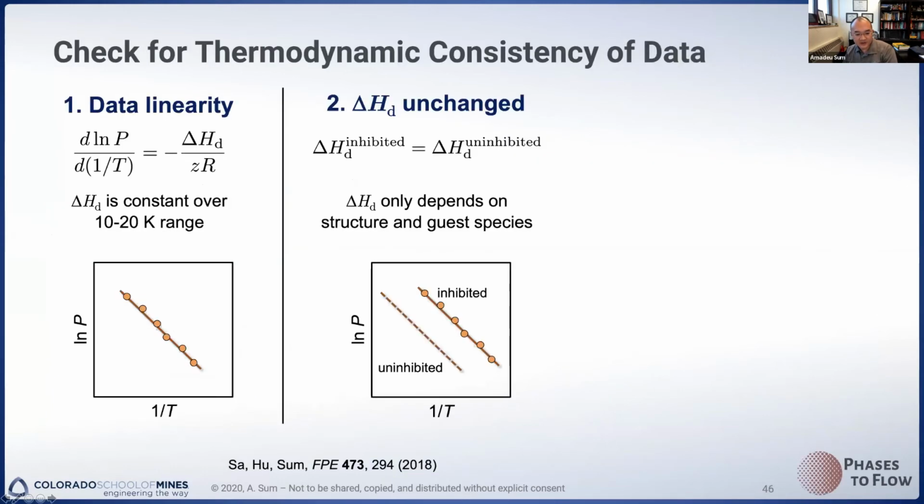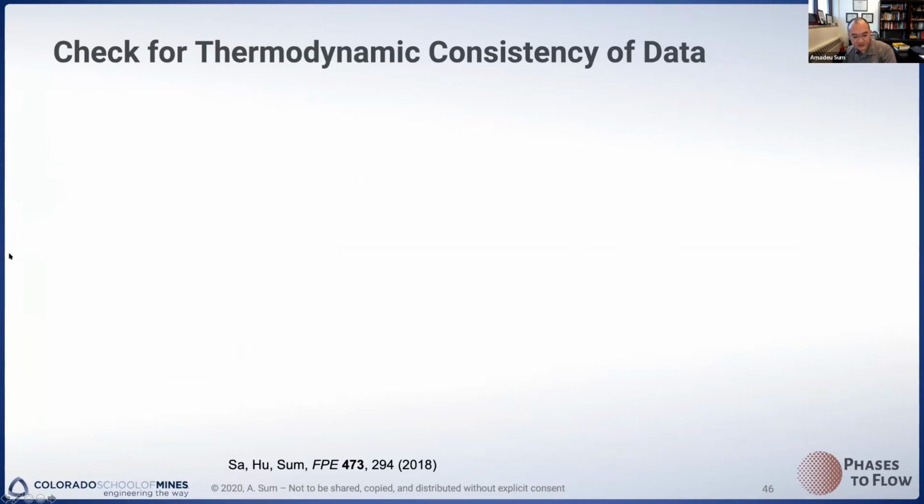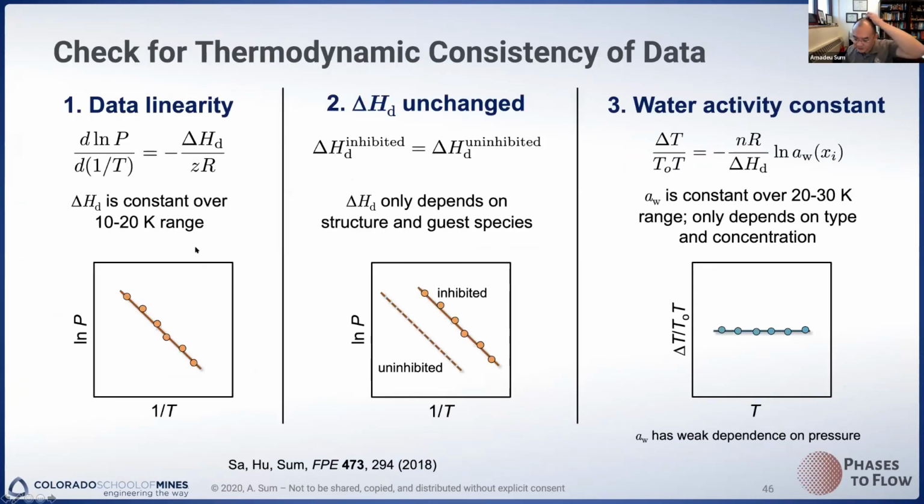Now, the other thing that is important we are aware of is that this data that I showed you here, for example, needs to be thermodynamically consistent. And we have developed 3 criteria that need to be satisfied in order to check for the thermodynamic consistency in terms of the linearity of the data, the constant value of the heat of dissociation between the uninhibited and inhibited system.